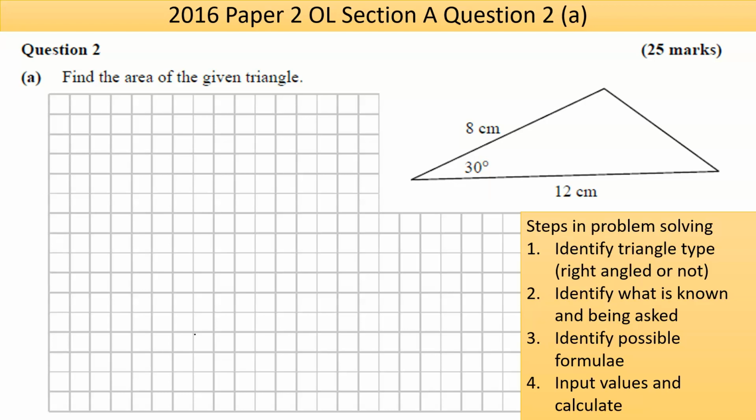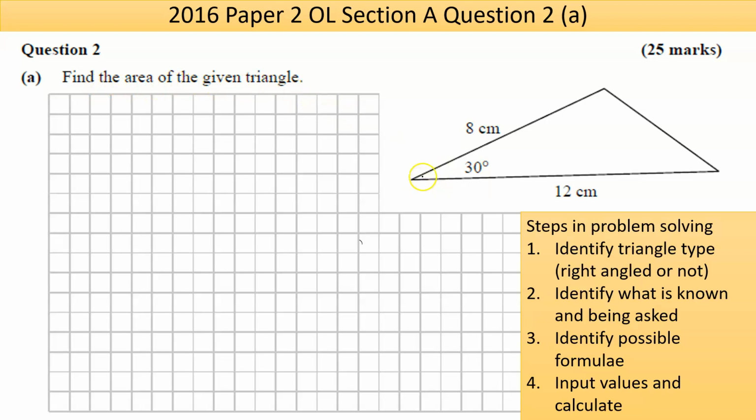So first things first, this Question 2 here is a trigonometry question, which for a lot of people is challenging. But at Ordinary Level, we're looking at using just a few formulas, and they're all available in the maths tables. So Question 2 part A here is saying find the area of the given triangle.